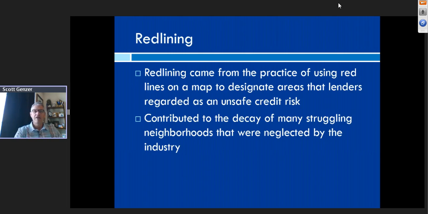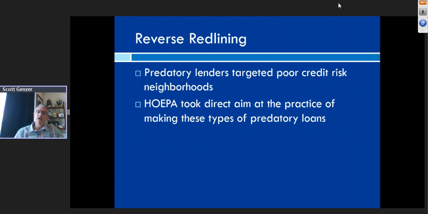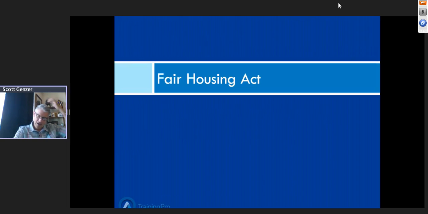So no redlining and no reverse redlining. If we target poor credit risk neighborhoods to go in and take advantage of them with predatory loans, that's known as reverse redlining. And that also is a violation of ECOA, redlining and reverse redlining. All right? And remember, well, I'll get to that at the end.